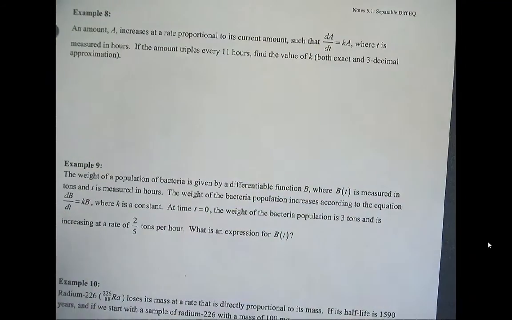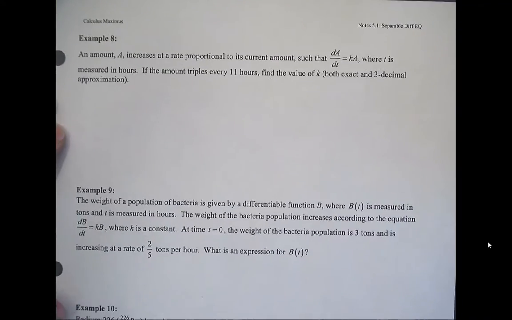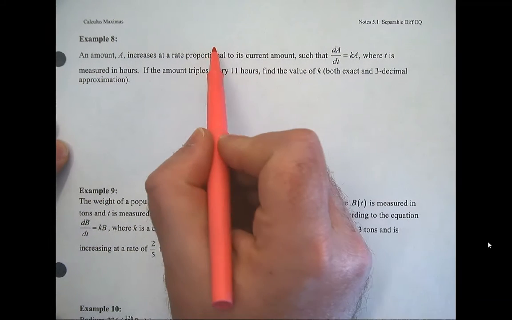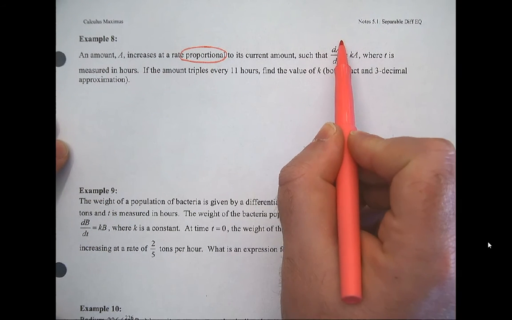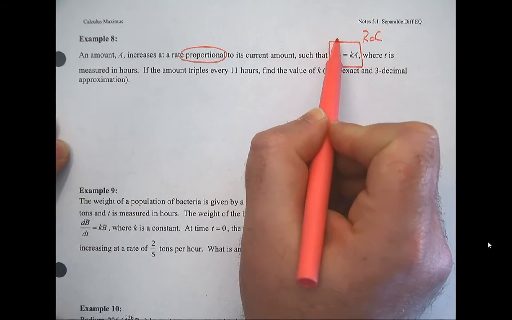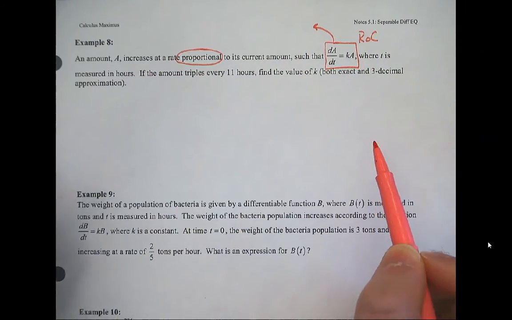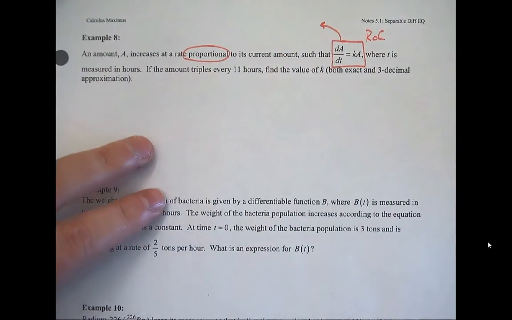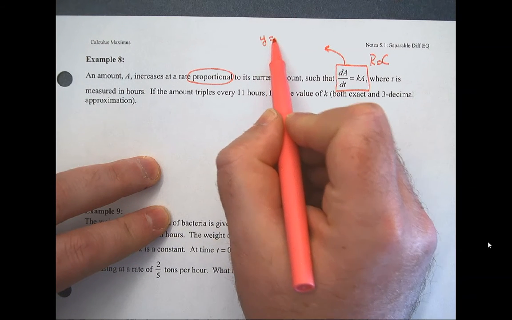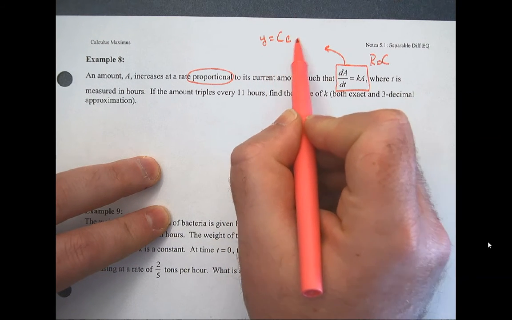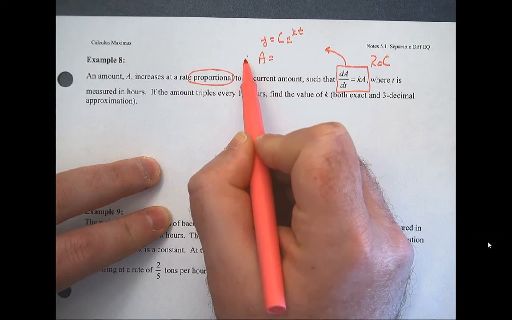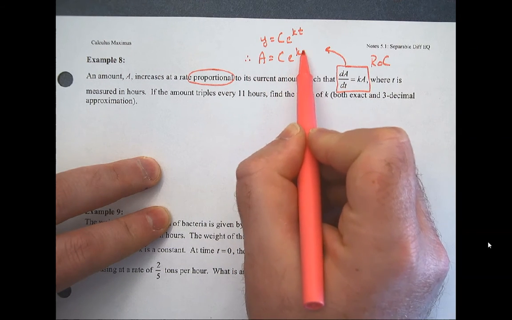The amount, A, increases at a rate proportional to, boom, game over, man, game over. As soon as I see proportional, now they don't always give me this thing, the rate of change, but I think about it whenever I see things like proportional or changes directly with. So then the other formula would be, remember, y equals big C e to the kt. So for my story, it would be A equals C e to the kt.